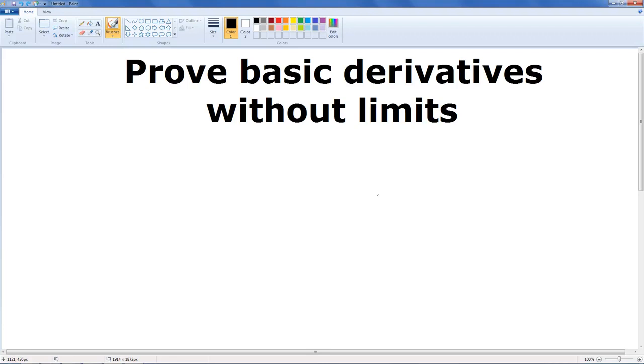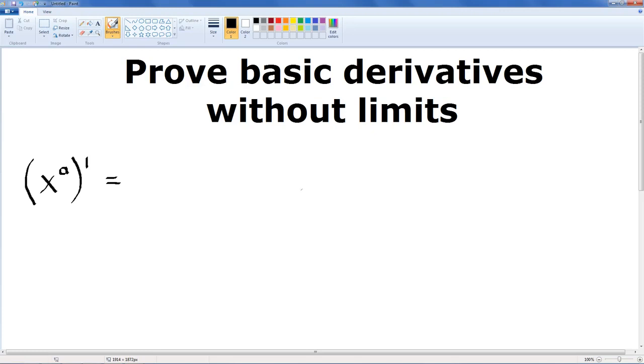Hi guys, and today let's prove the basic derivatives without limits. The reason we want to do that is because proving derivatives using the definition of the derivative in terms of limits is very difficult and very long. So there's a much easier way to do this, and I'm going to show you. First of all, let's start with the derivative of x to the power of a, a being a constant. Now, how do we actually find it?